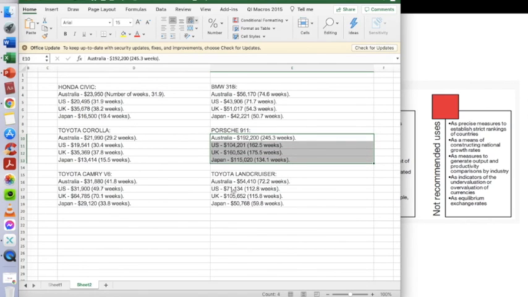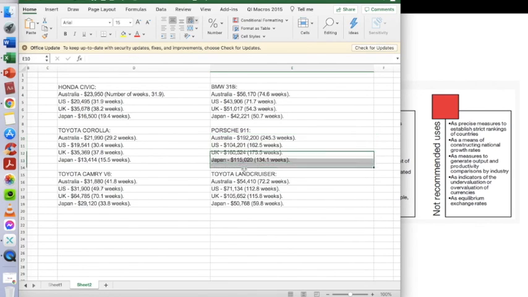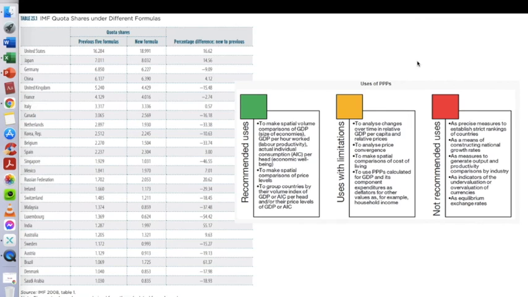So, again, main takeaway, use PPP at your own risk. It might not be all that it's cracked up to be.